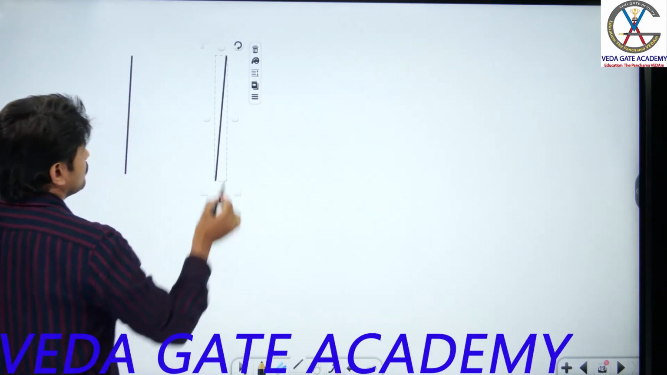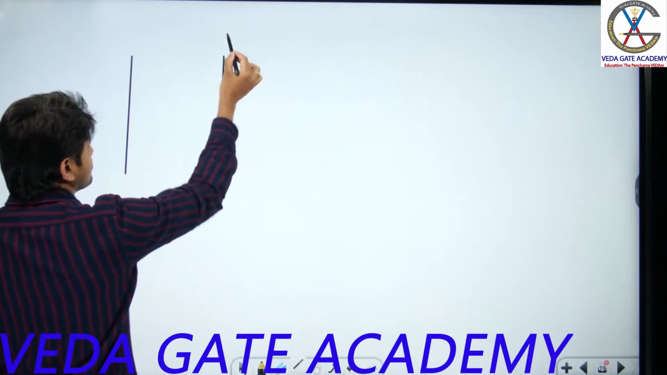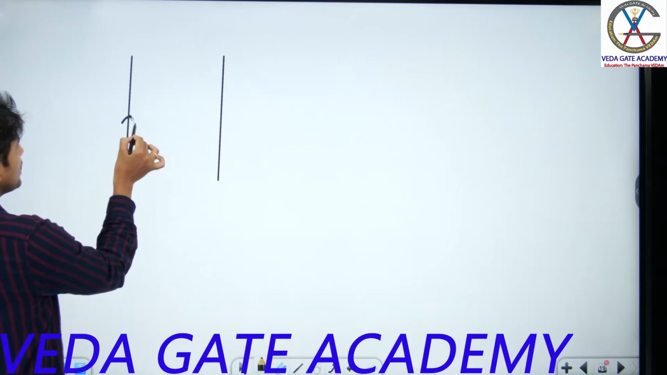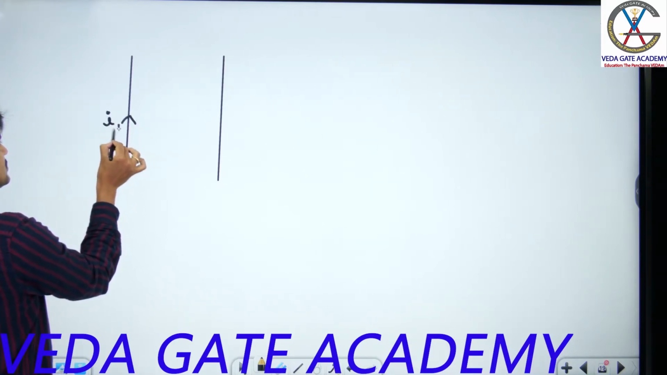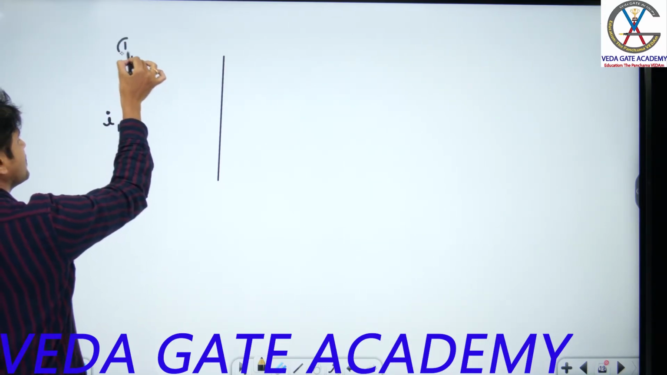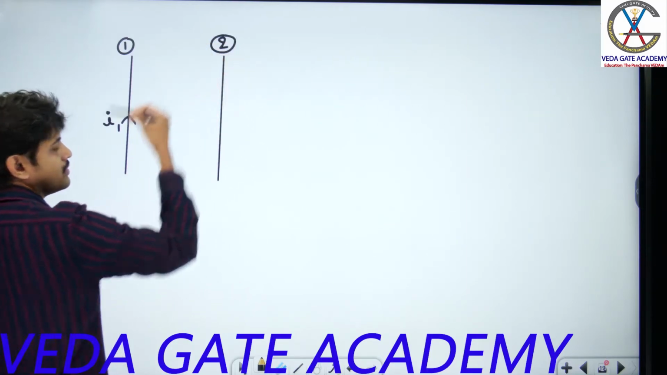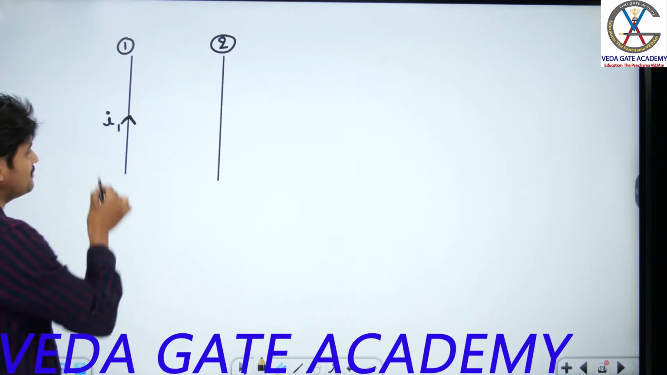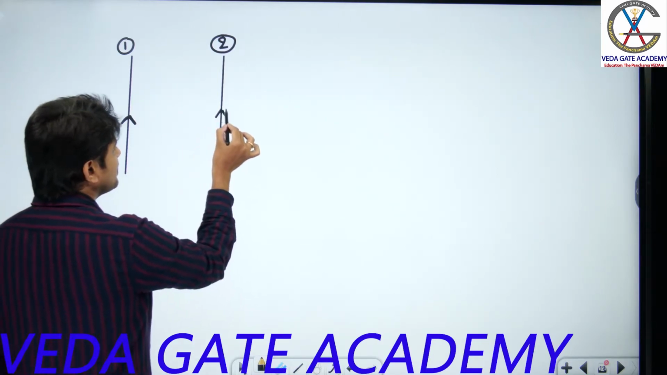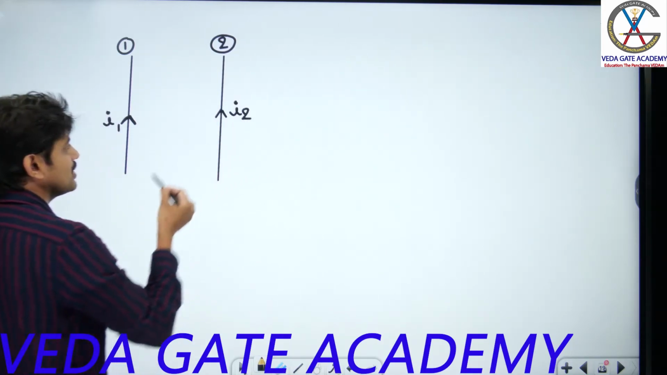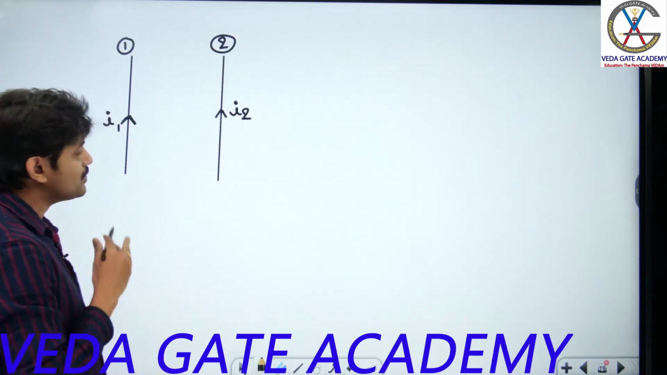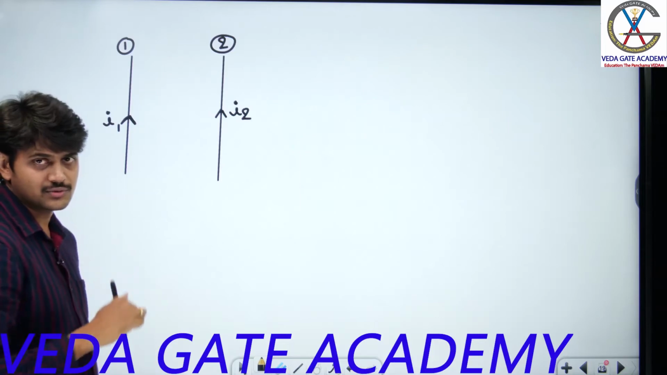Good. So now what I am doing is I am trying to allow the current through these conductors. Let us assume this is conductor 1 and this is conductor 2. In conductor 1 I am allowing the current in the upward direction, and the magnitude of the current is I1, and in conductor 2 also I am allowing the current I2 in the same direction. Now we need to understand what is the force acting between these two conductors.